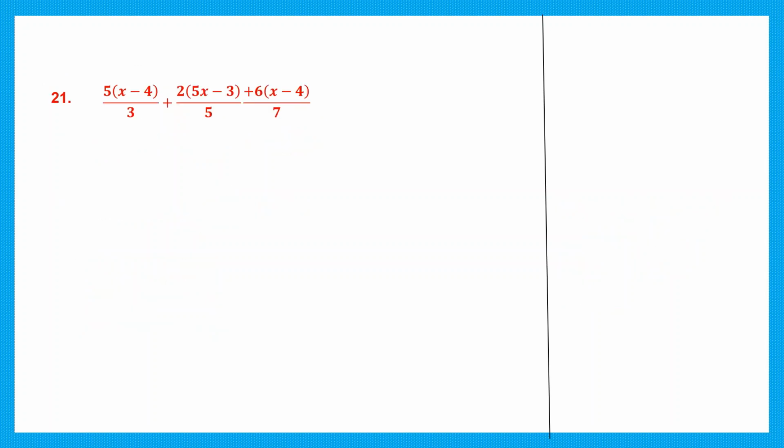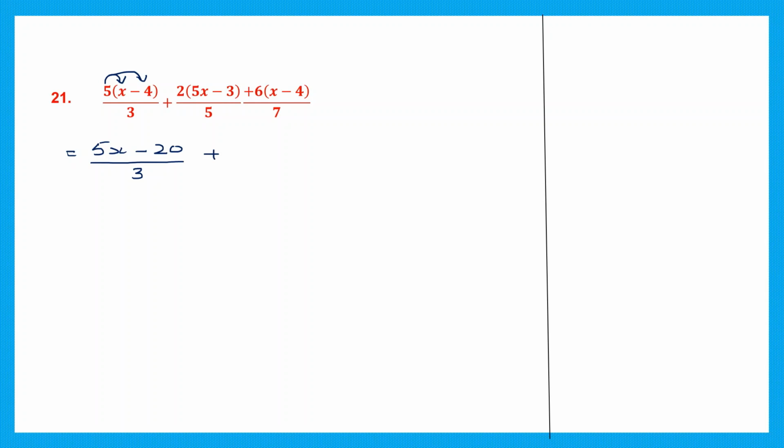Question 21. So we already have it given to us in this form. So we have to first multiply, simplify this and then find the LCM. So let's begin by simplifying the first part. So here we have 5 into x, so that will be 5x. Then 5 into minus 4 will be minus, 5 4s are 20. So we've got 5x minus 20 for the first one by 3 plus.